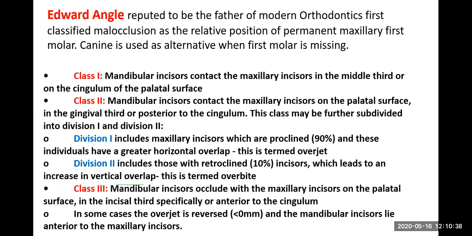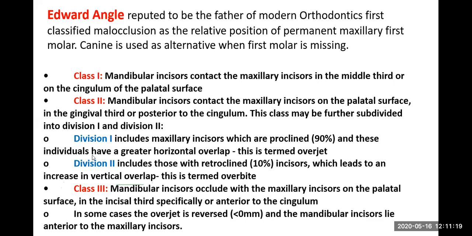I think you need to understand and read this one often. Division 1 includes maxillary incisors which are proclined. You need just to know this, because there's no way you measure 90%, but just to know the different subdivisions of class 2 of Angle's classification of malocclusion. Then you take division 2, which includes incisors retroclined, and that leads to a decrease of the vertical overlap. It is rather termed overbite.